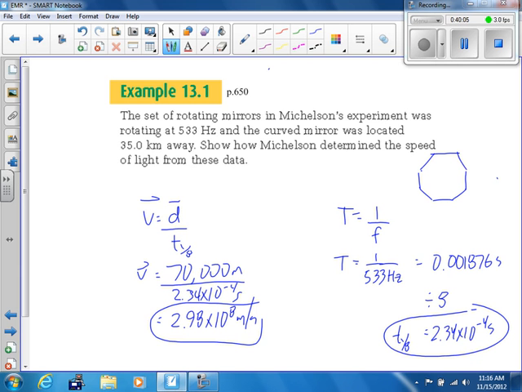If it just says a Michelson experiment, it's safe to assume it's 8-sided because that's what he used. But it may say a Michelson-like experiment, where it's a 10-sided mirror. Pay attention to that. If that's the case, we're not going to divide by 8. We'll divide by 10, or whatever the case may be, right? Okay, we'll assume 8 sides here again.